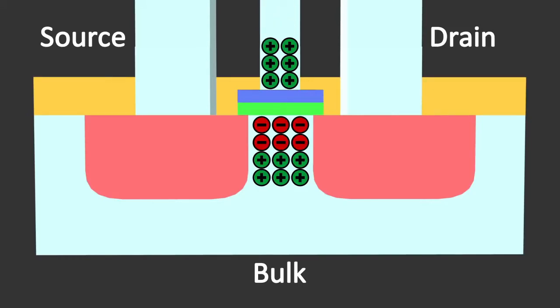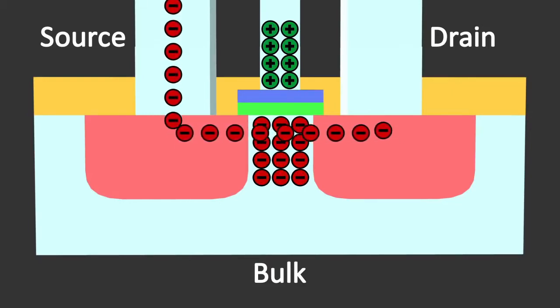If more voltage is applied to the gate terminal, a stronger electric field is present. Hence, more electrons will be attracted to the gate, resulting in a wider channel that allows more current to flow.